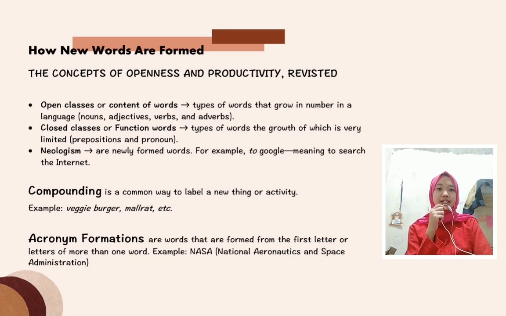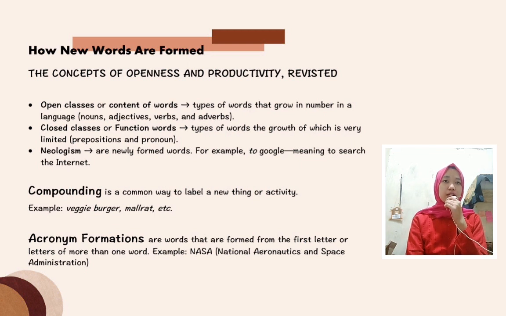So, the second category of words is closed classes of words. Closed classes of words are types of words such as prepositions and pronouns. The growth of these words is very limited. I believe all of you already know the kinds of pronouns and prepositions, so I'm not going to give examples. Closed classes of words don't readily accept new words. Besides, their members are fixed and don't usually change. Even so, these words act as markers or guides to the structure of a sentence.